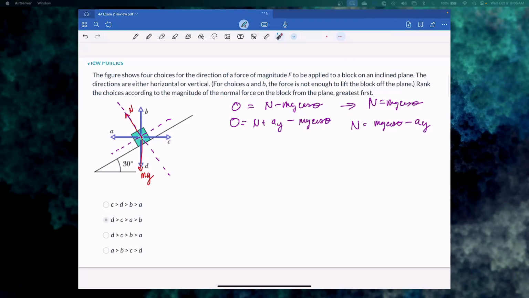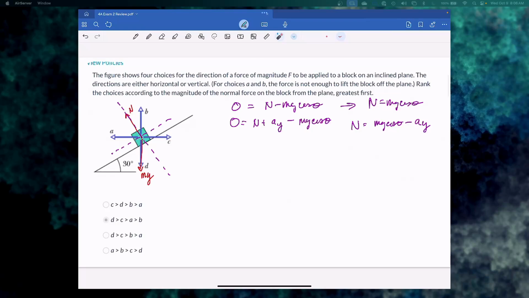Okay, and can we say the same thing for B? Yeah. B's got components. They're slightly different than A's, but they go up the slope, but then also up and away from the slope. And so again, we're going to end up with a negative By here. Okay, let's look at C and D. What does C do right here?